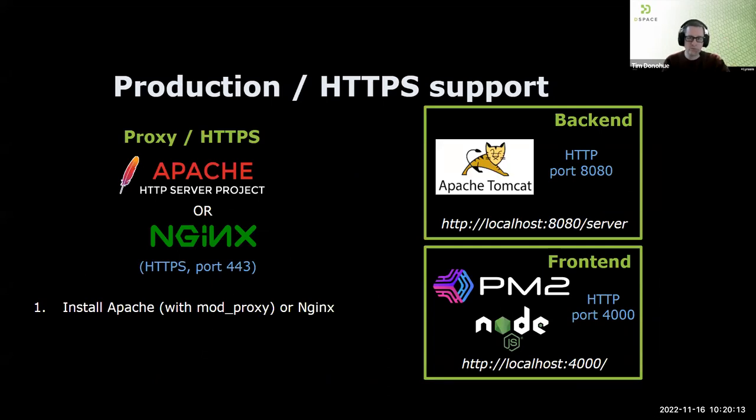Once you have the backend and the frontend in place, if you want to add HTTPS production support, a production installation does require HTTPS or a secure connection. If you want to add that secure connection easily, I'd recommend using either Apache or Nginx. There are other ways to do this, but I find that most sites using DSpace 7 find it easiest just to install either Apache or Nginx and proxy everything through those. It's a pretty simple setup.